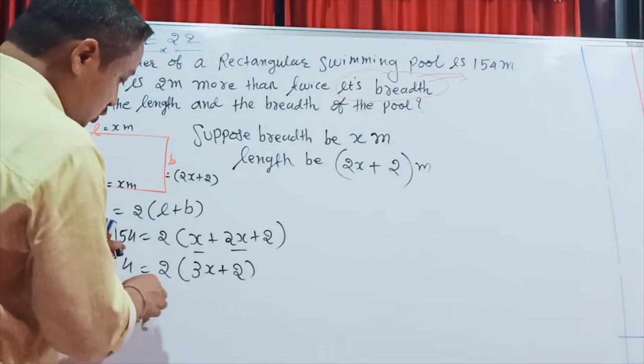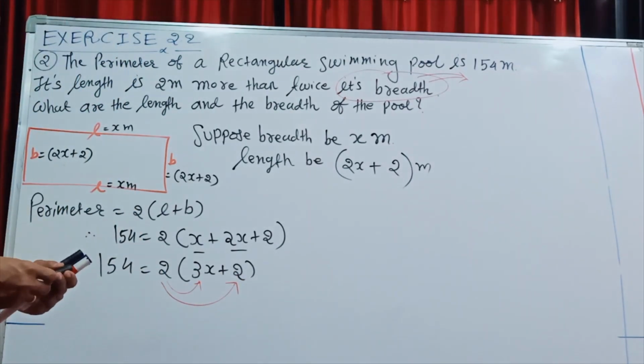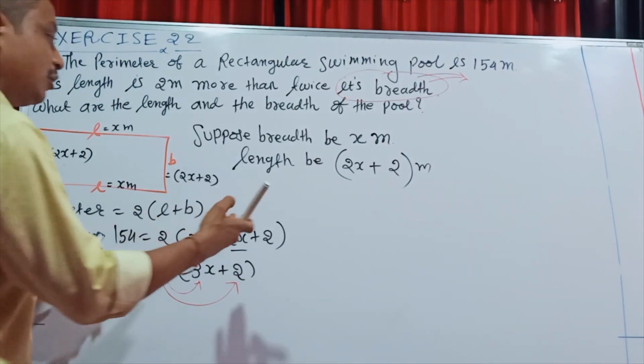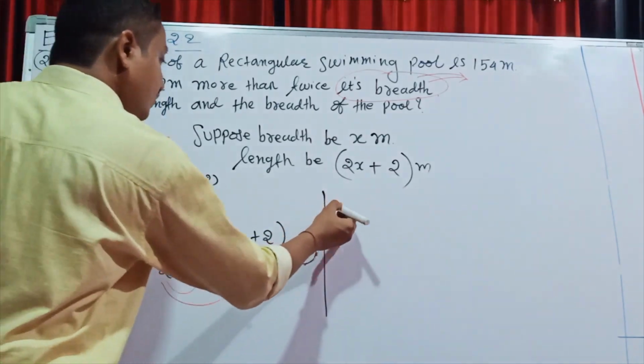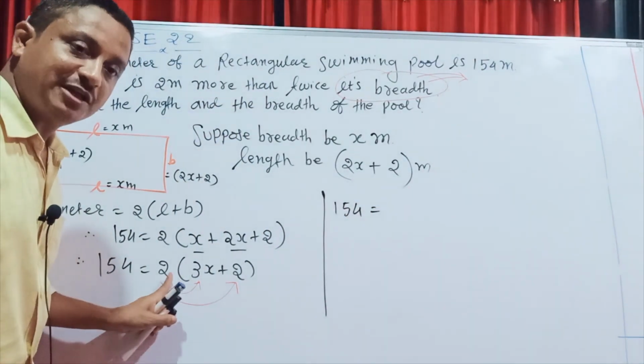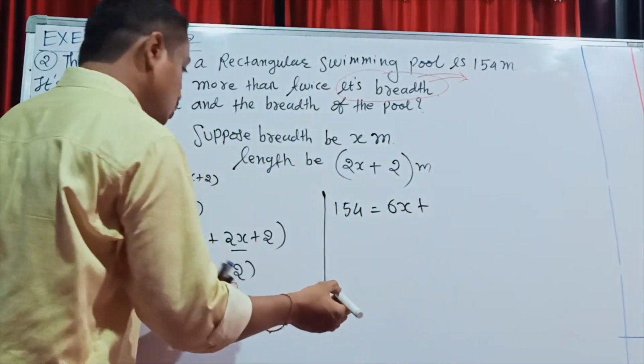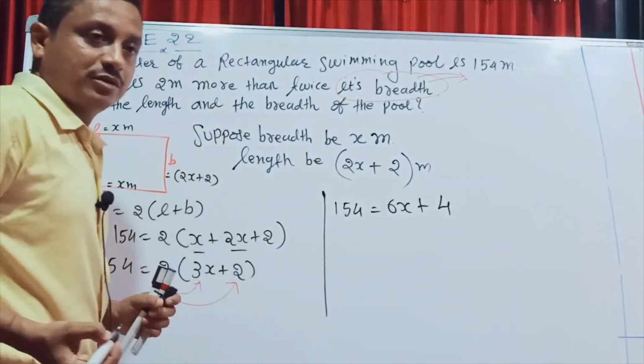Now listen properly. This 2 you multiply inside to both terms, 1 by 1. So you get only and only, students, 154 same here. Again repeat, 2 multiplies with the first and 2 multiplies with the second. So here 6x. Next 2 2s are 4.